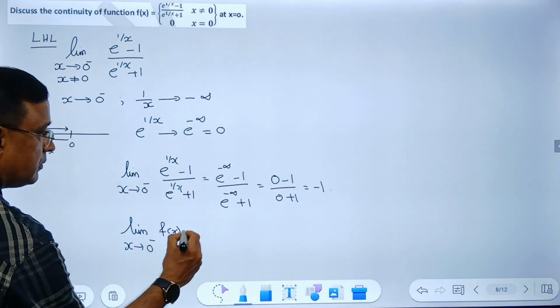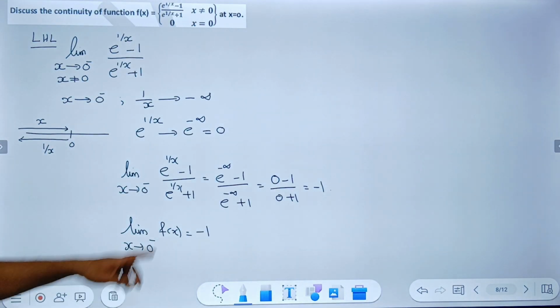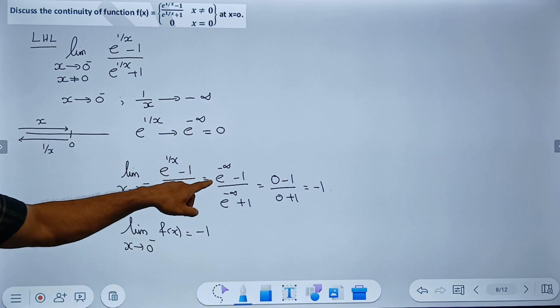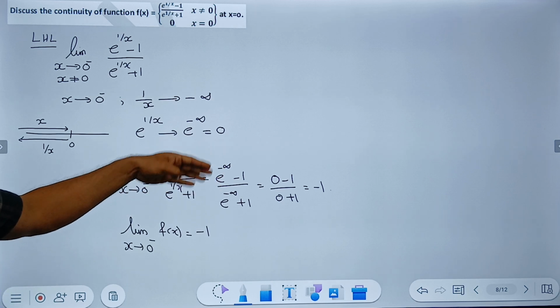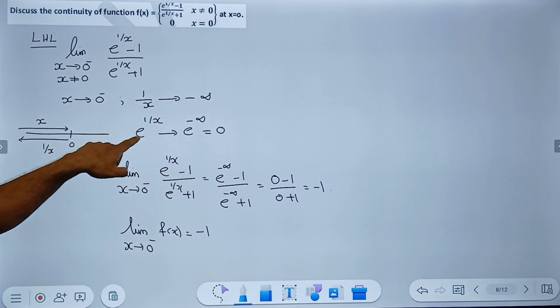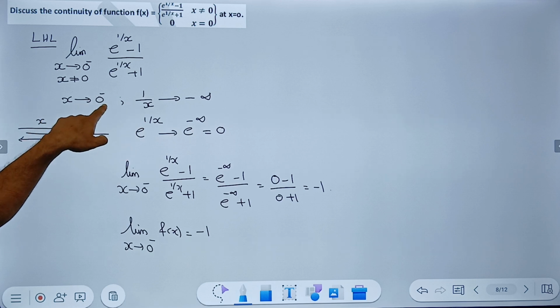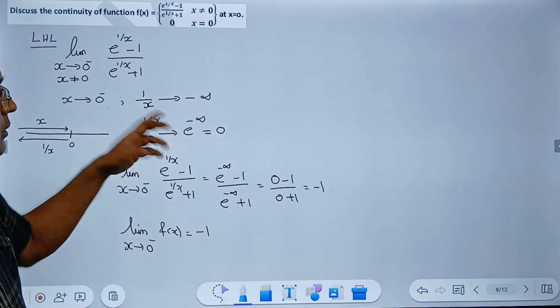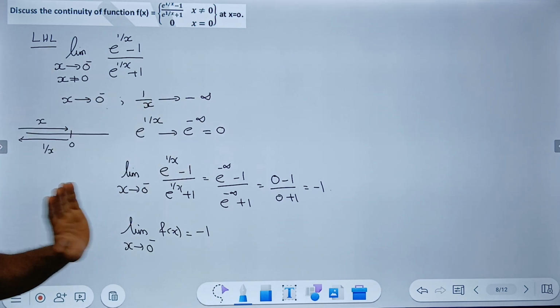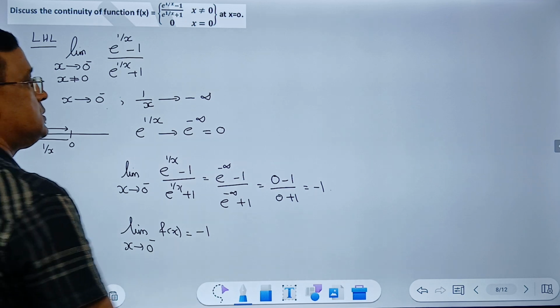F of x is minus 1. It's better you don't write like this. For your understanding I wrote it, but don't write e power minus infinity. You just say when x approaches 0 minus, 1 by x approaches minus infinity, therefore e power 1 by x goes to 0. Okay. That's the left hand limit.